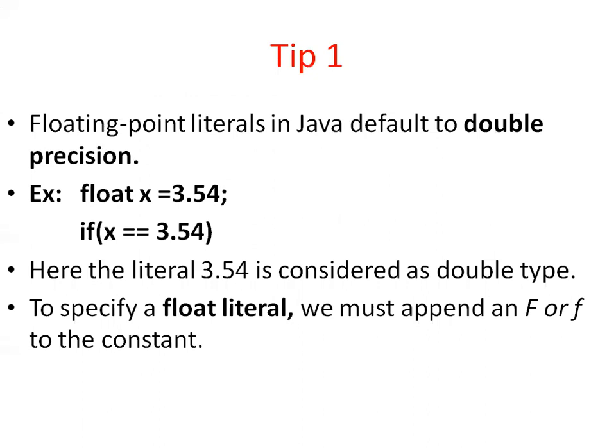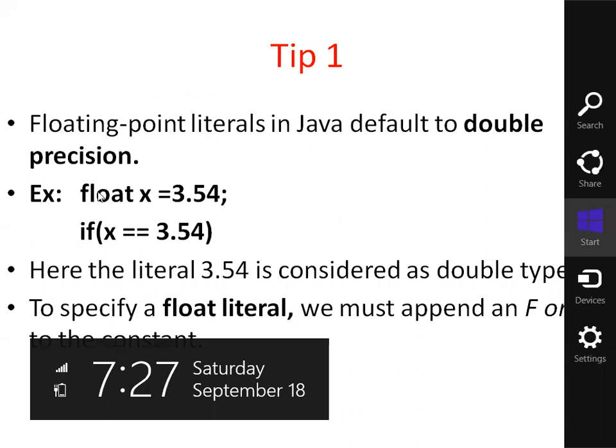There is a tip to be remembered. Floating point literals in Java default to double precision type. That means if you write any floating point number, by default it is taken as a double type. Java treats its data type as double. For example, say you declared float x is equal to 3.54. Then in some if statement, you are checking x is equal to 3.54. Here you are using a constant, which is called a literal.